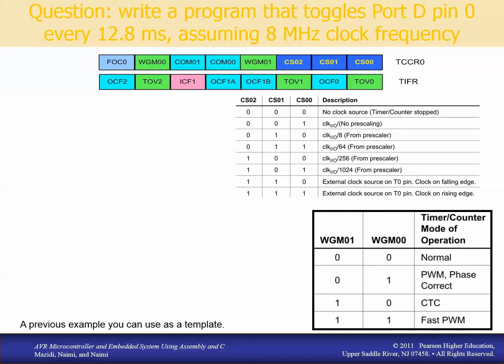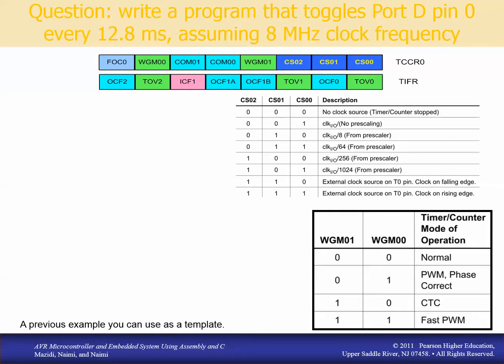So the steps are, we need to figure out what values to write. Well, we need to figure out if we need a prescaler first, because the prescaler will help us determine what to write for the clock selection bits. And then we know what to write to the timer counter control register. And also when we know the prescaler and our delay, then we know the number of pulses that we have to count, and that'll tell us what to write to the output compare register.